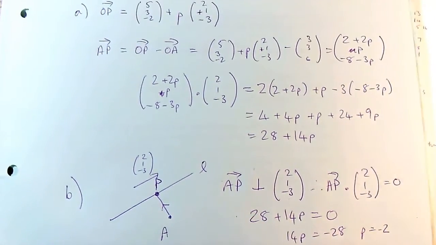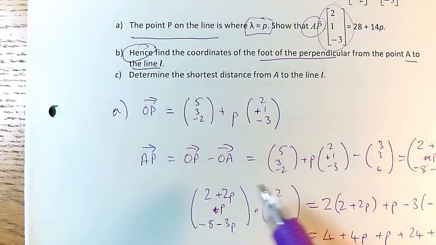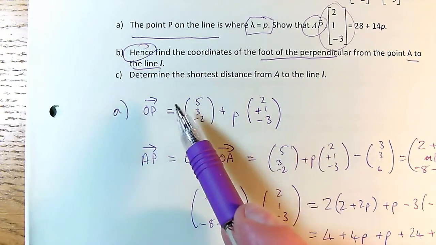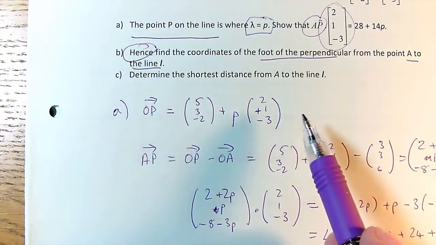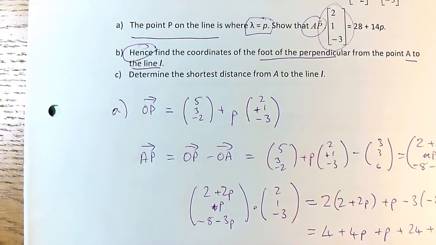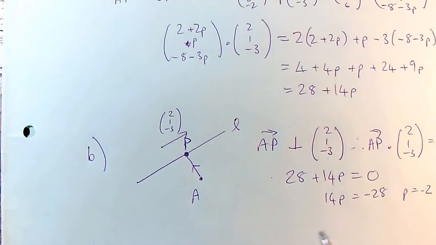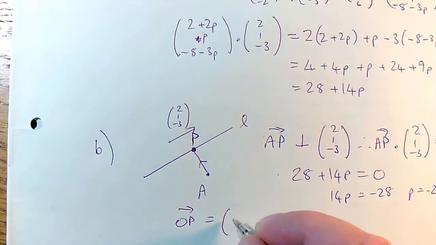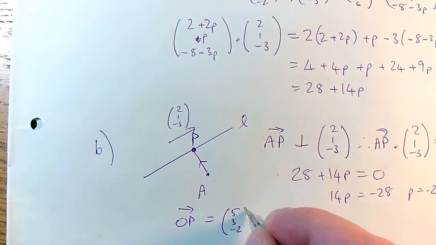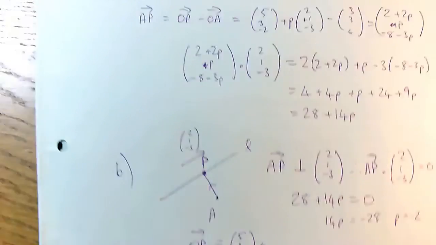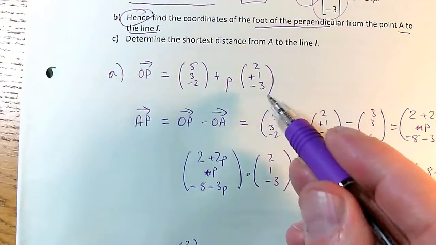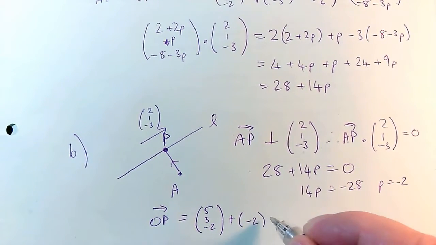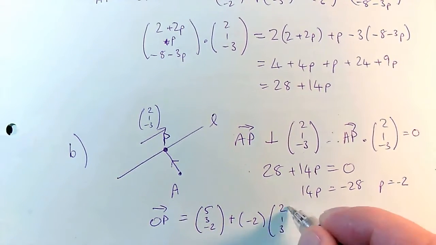Well, I've made my life easy because I actually started by writing down what OP was. So if I know what little p is, I can sub it into this to find the position vector of P, and that's what I'm going to do. So my vector OP is, here was the recipe, 5, 3, minus 2 plus p times 2, 1, 3, but I now know that this p here is minus 2. So minus 2 times the 2, 1, 3.